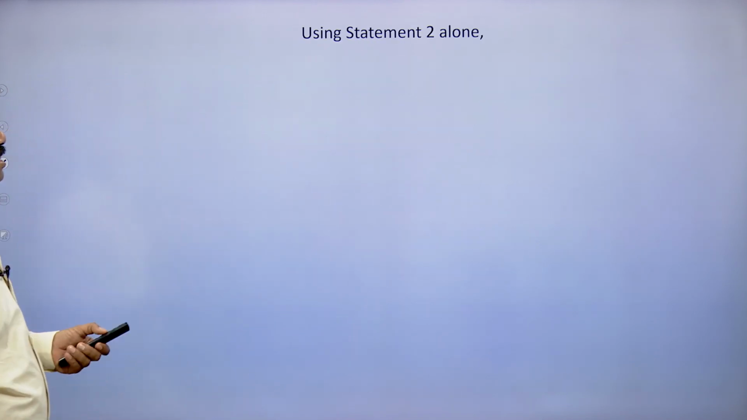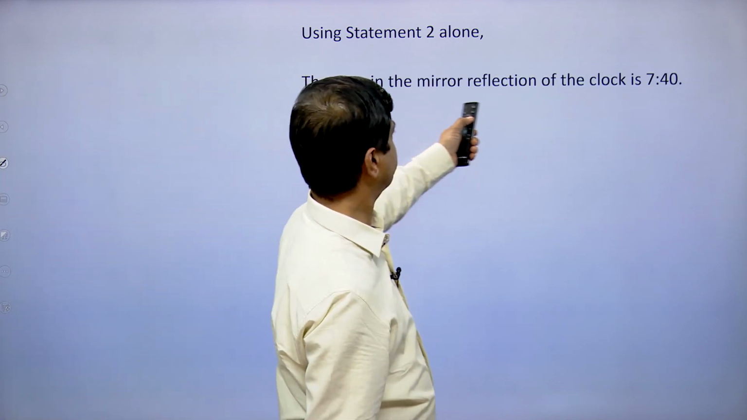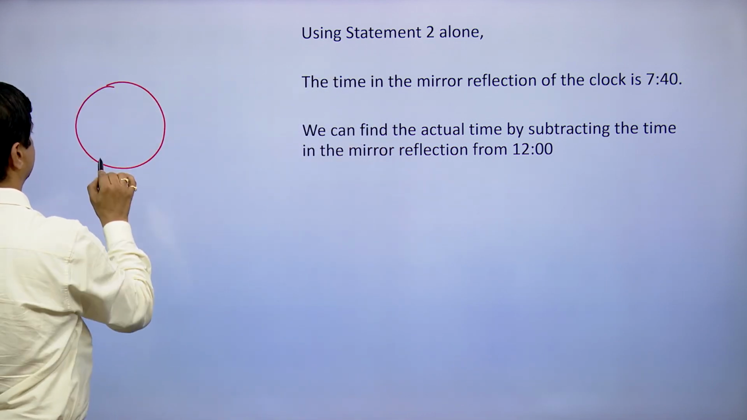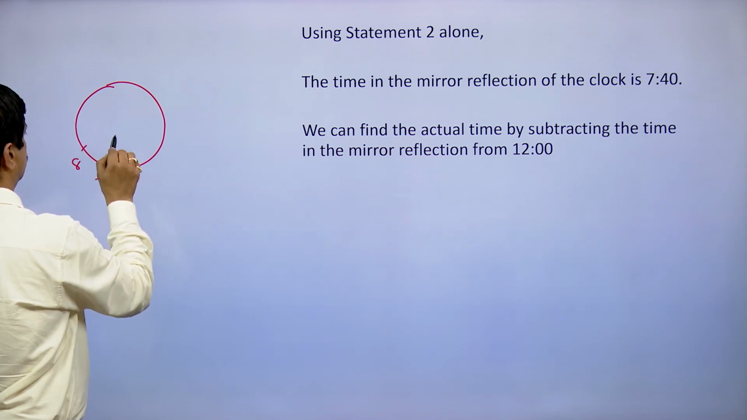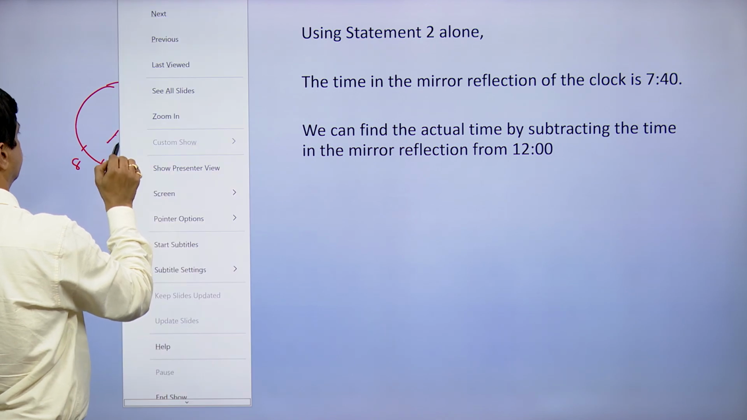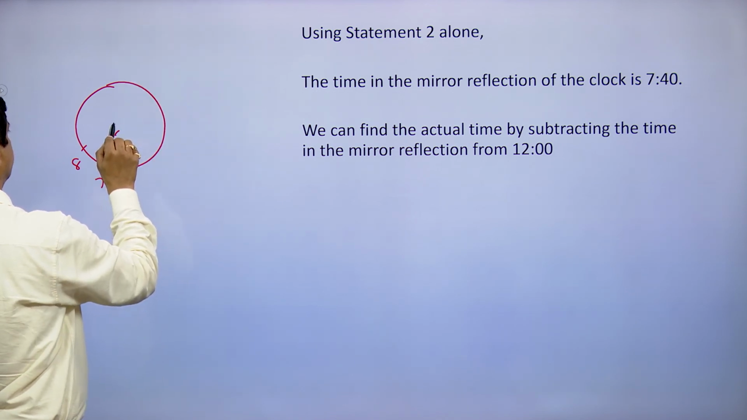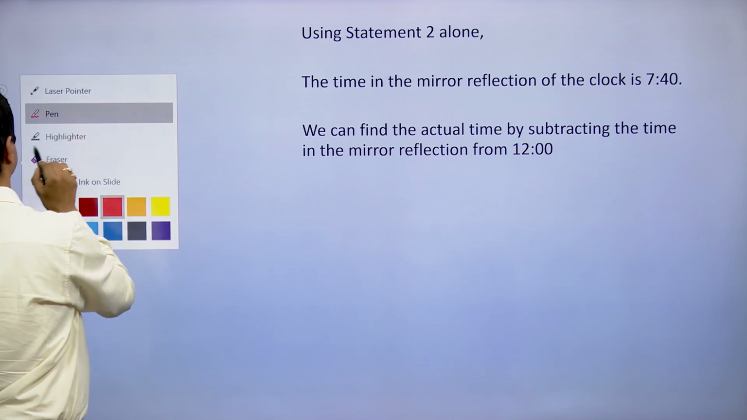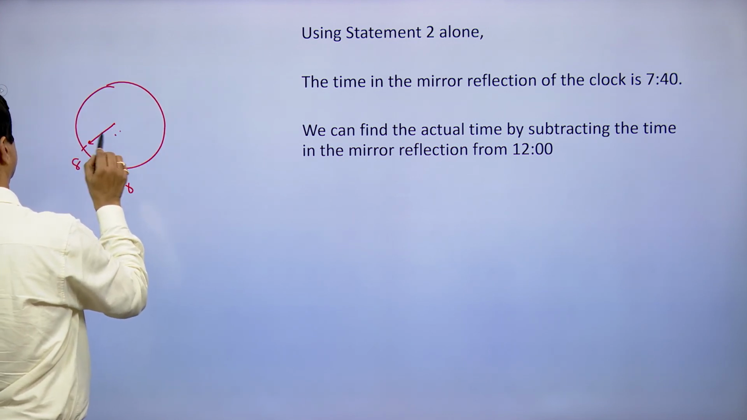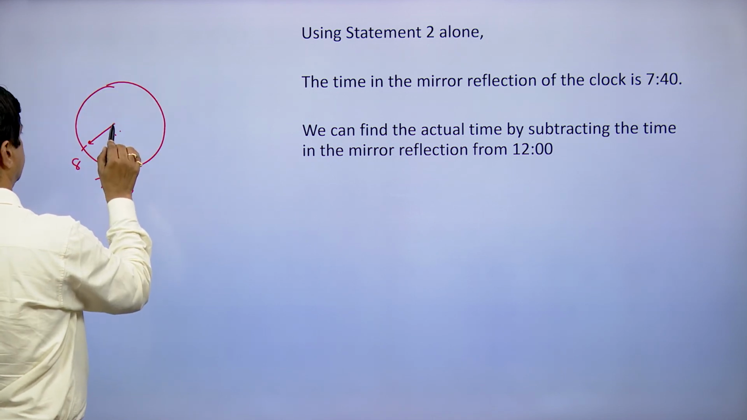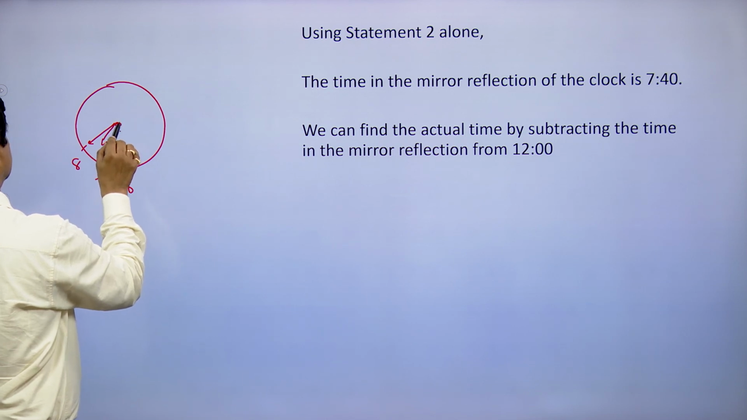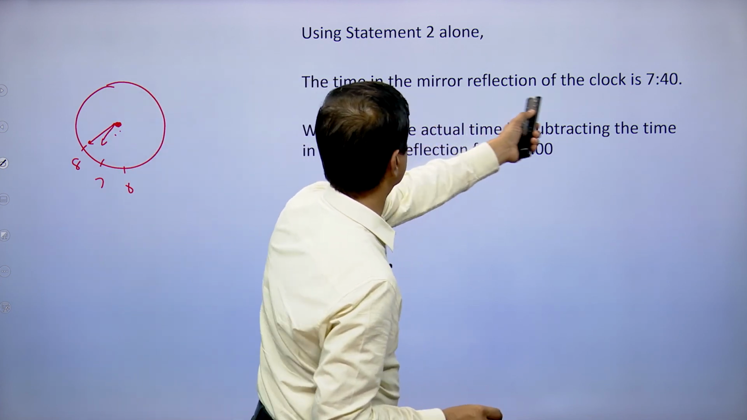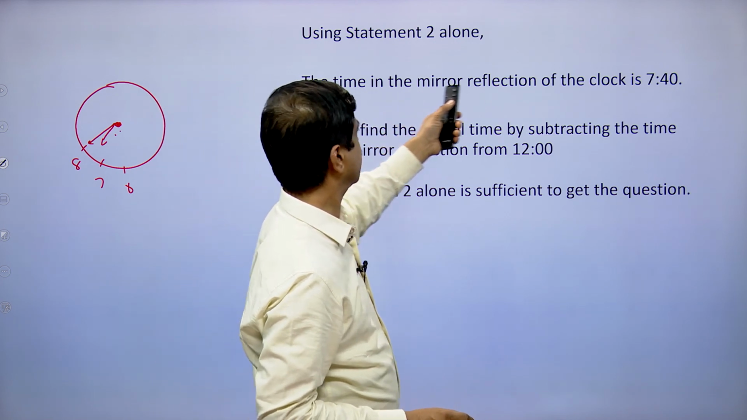Okay, now let us take statement 2 alone. The time in the mirror reflection of the clock is 7:40, he gave. 7:40 means it is like this. So the hour needle will be somewhere here, and the minute needle is somewhere here. Okay, this is 7:40. This is the center of the clock.